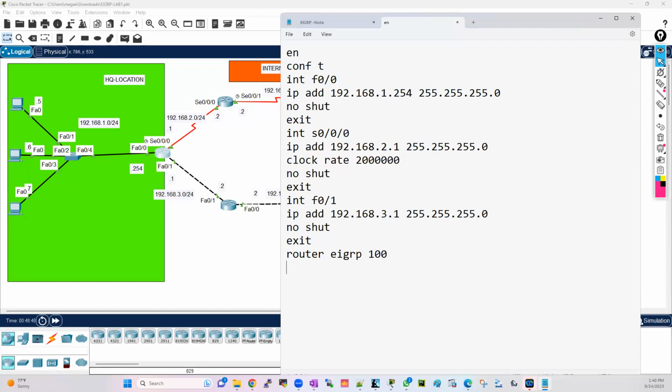Okay, we press enter. Now, we said before that we need to put our network. What is our network? We need to put this command, network, and then we specify our connected network. Which are our connected networks?